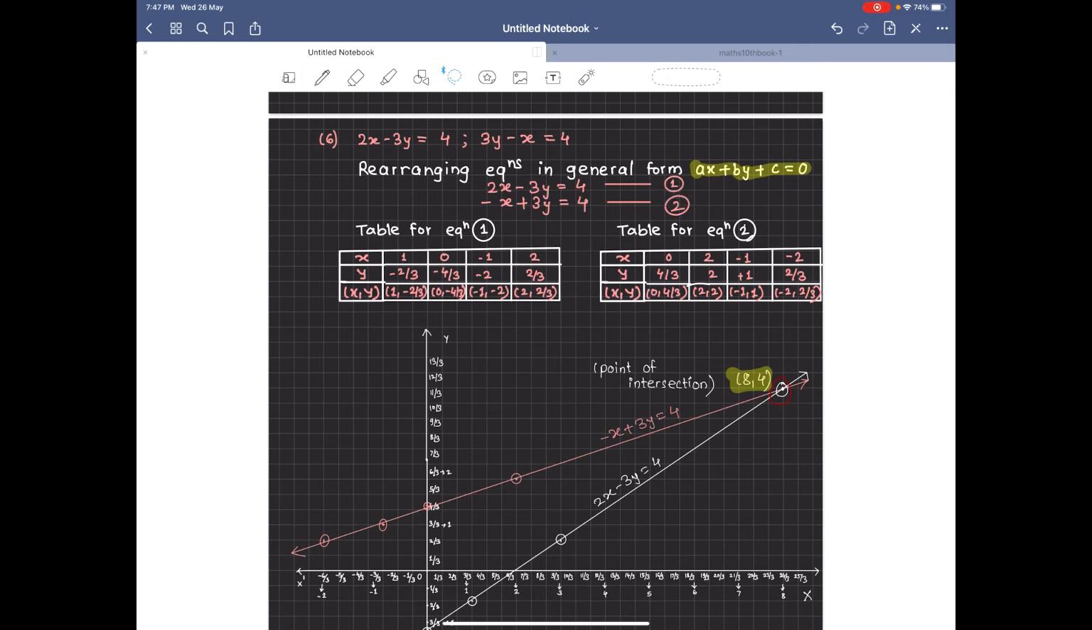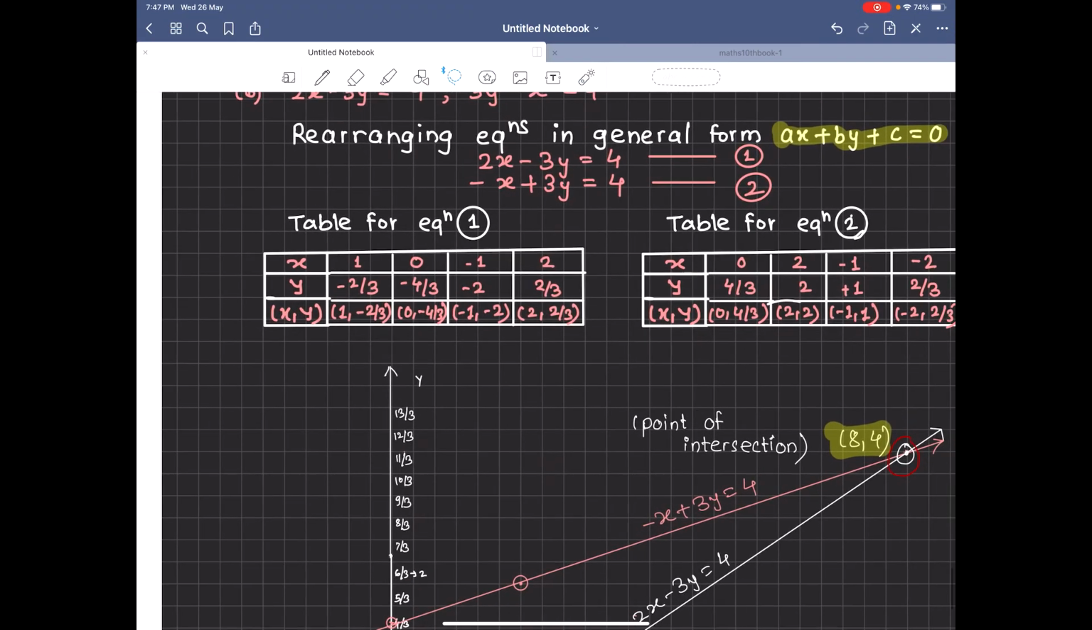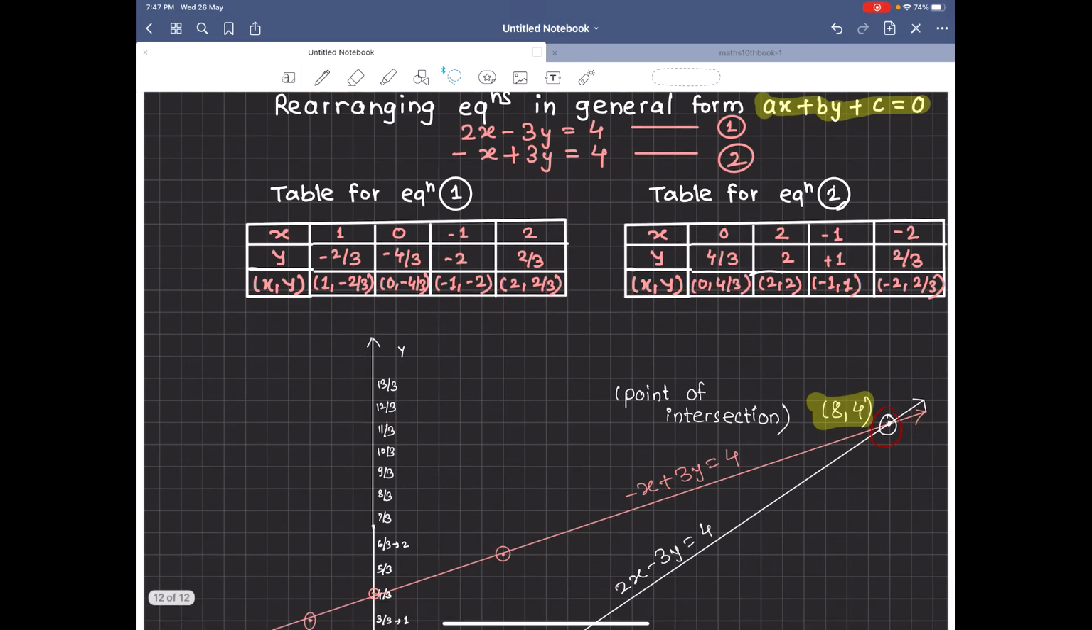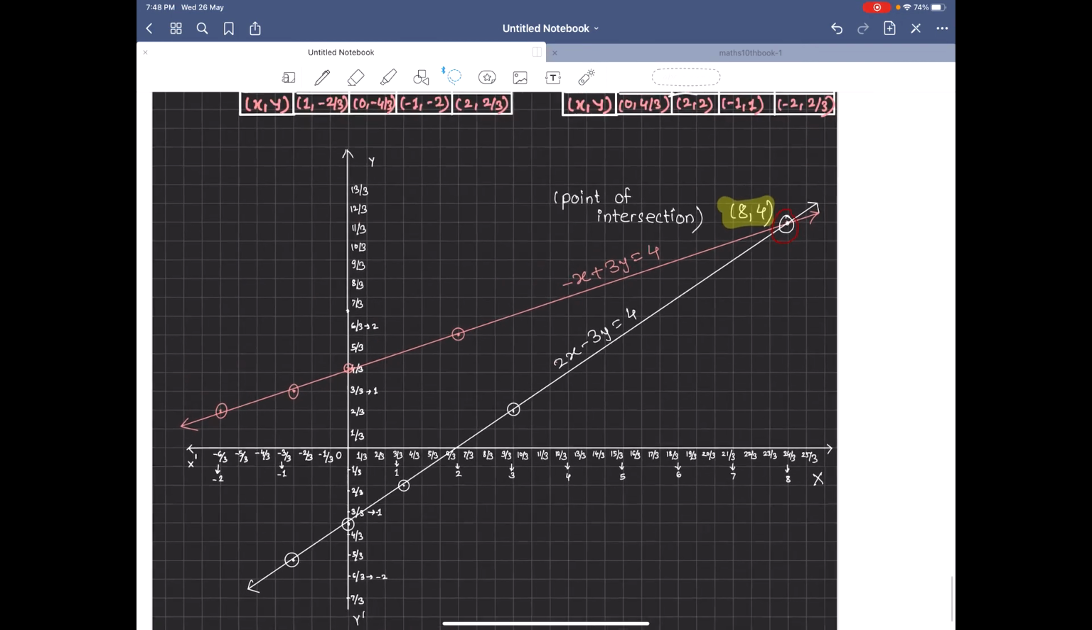Next, I have to make a table for both the equations. Then you know how to make the table. I have taken some points here, you can check the table. I have got the points or coordinates in a fraction. You can check what the coordinates are: 1, minus 2 by 3; then 0, minus 4 by 3; then 2, 2 by 3; 4, 0; 4 by 3, 2 by 3. So the denominator is the same, that is 3.